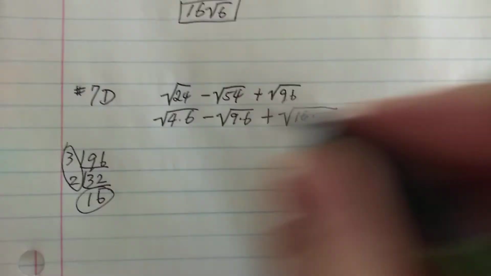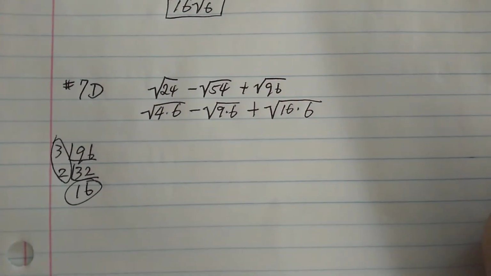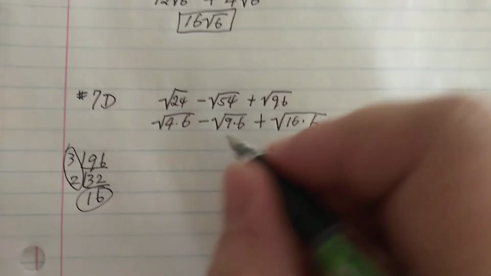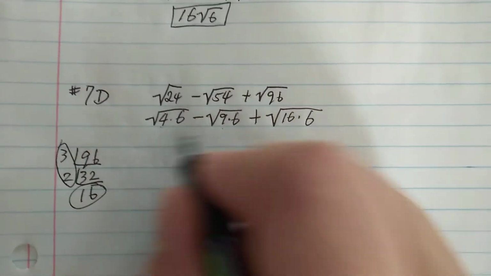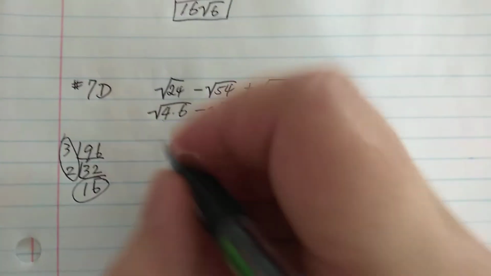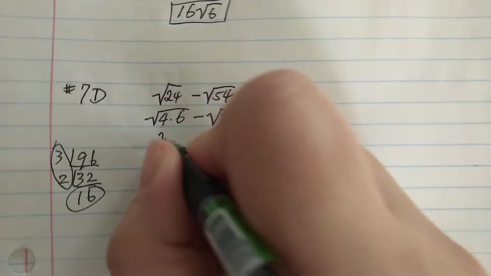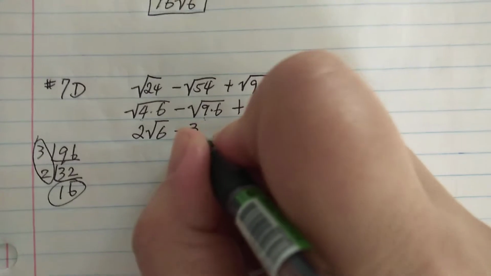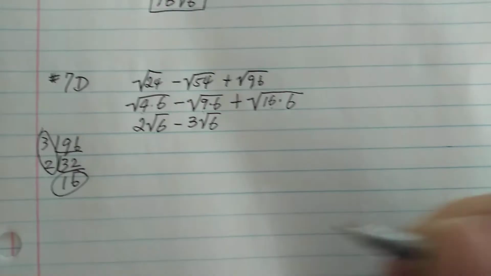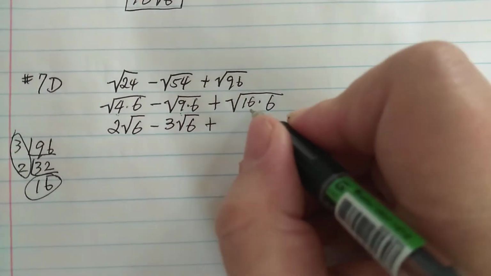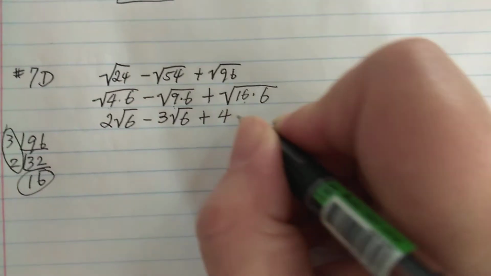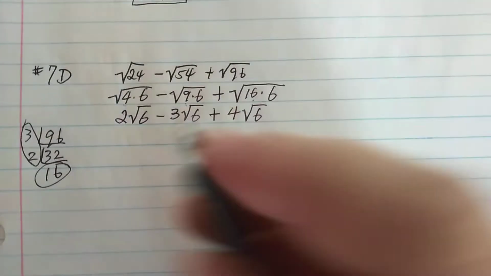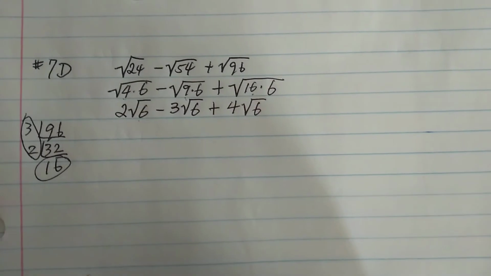And then I'm going to actually put these two back together. 16 and 6. So these are all perfect squares, the 4 and the 9 and the 16. So I can take that out of the radical. I can take the 3 out of the radical, and I take the 4 because the square root of 16 is 4. Now these are 3 terms that have the same radicand.